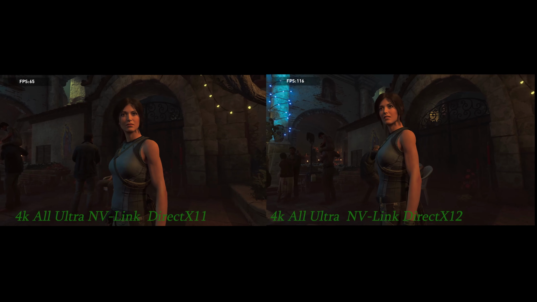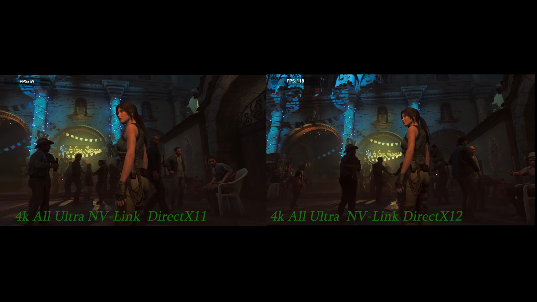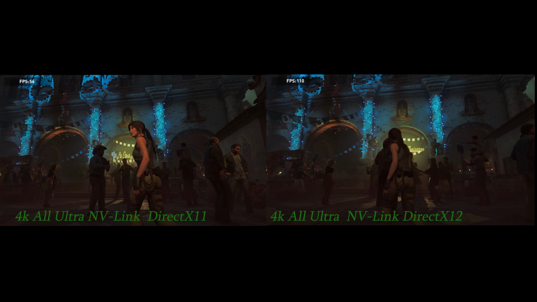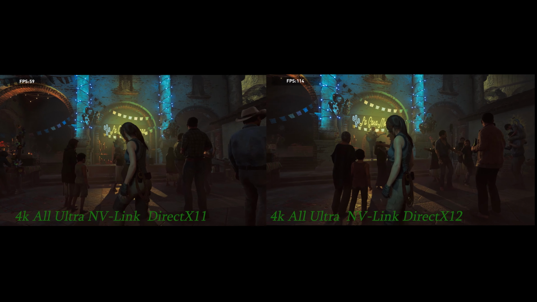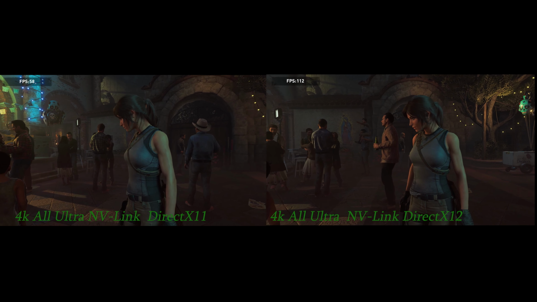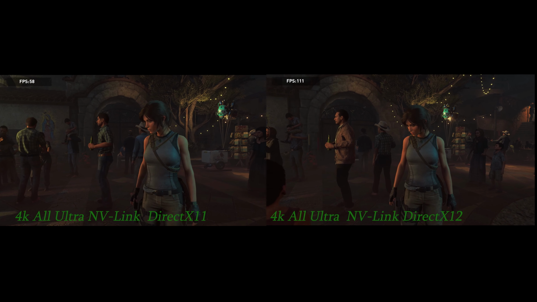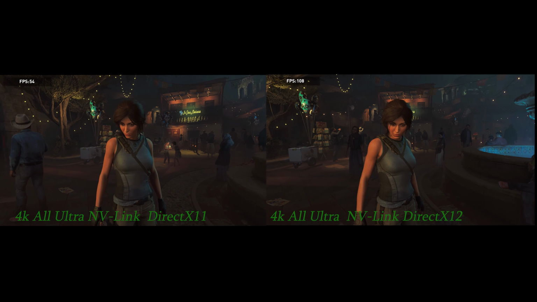This is a game that was developed with DirectX 12 in mind, so it was optimized for DirectX 12. And this is what's happening when you try to play a DX12 game in DX11. Basically your frame rate drops like half.